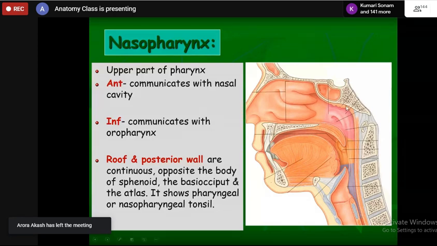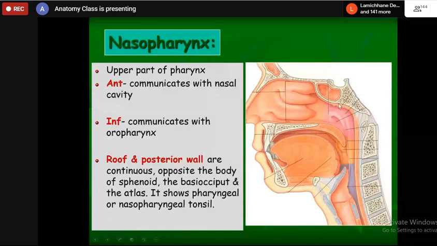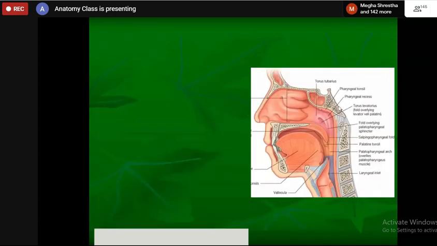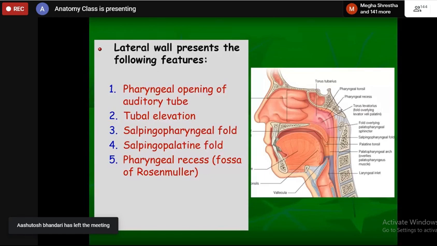Now over here, in between the roof and the posterior wall, can you see the aggregation of lymphoid tissue? This is known as the pharyngeal tonsil, also known as the nasopharyngeal tonsil. And you know what we mean by tonsil? Tonsils are aggregations of lymphoid tissue. Now the anterior boundary, superior boundary, roof, and inferior communication are over. Now see the lateral wall.